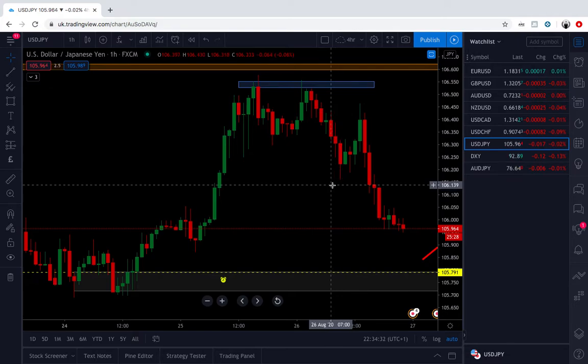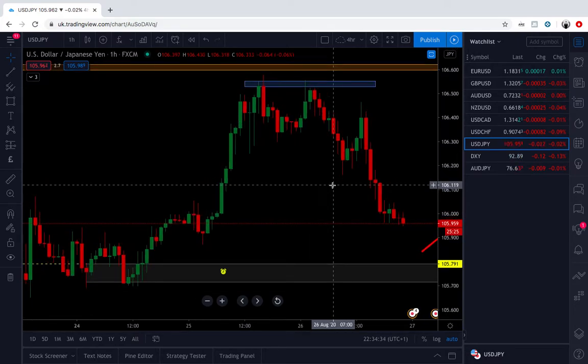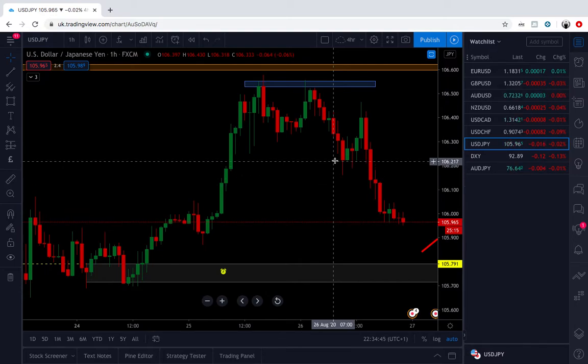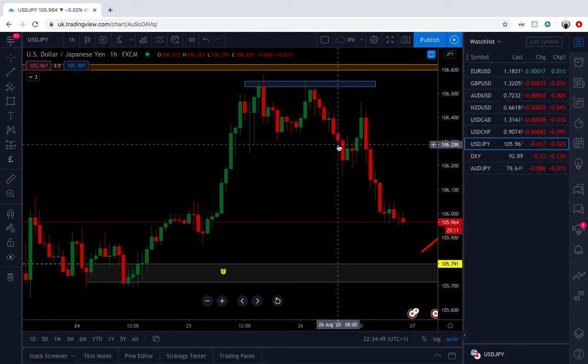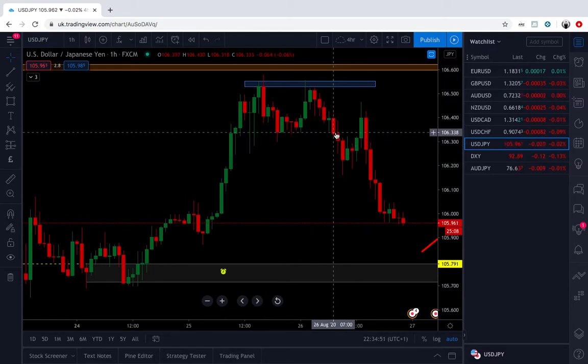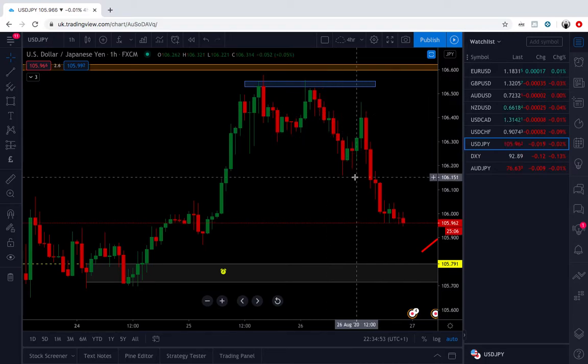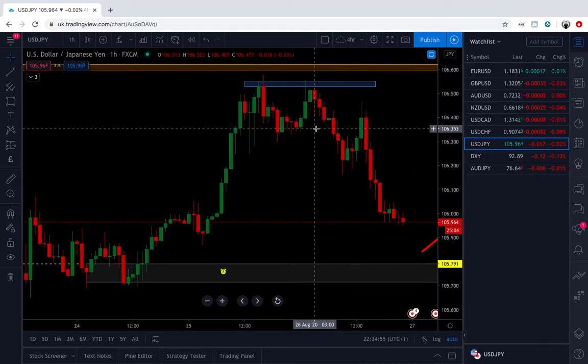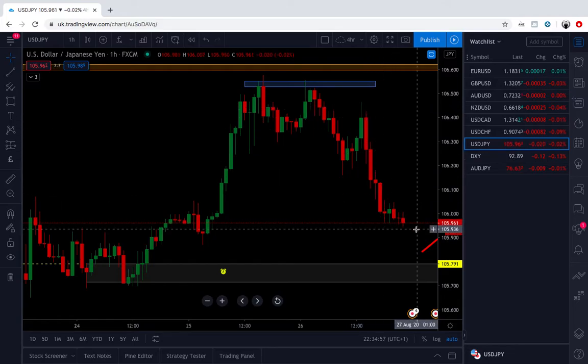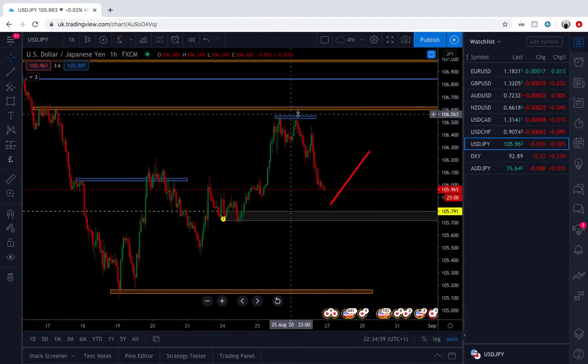So let me see where I took profit on this USD JPY. There was TP1 and there was TP2 as well, but very close to each other, 335 and 284. So 284 was around here and 335 was somewhere around here. So there, as you can see, the market did rally up a bit after this and then shot down. So that was perfect.